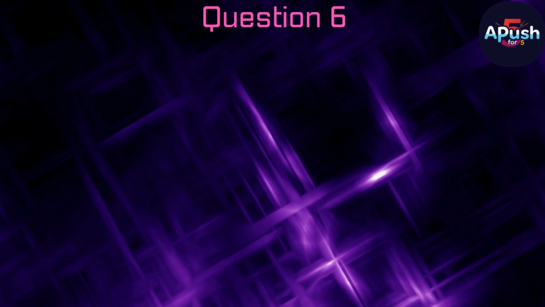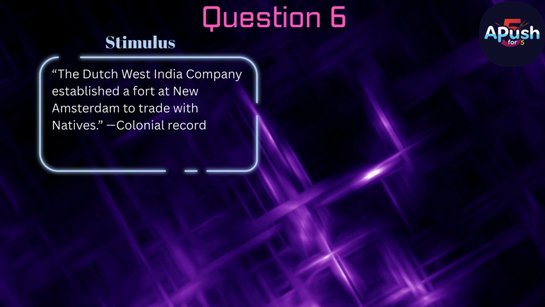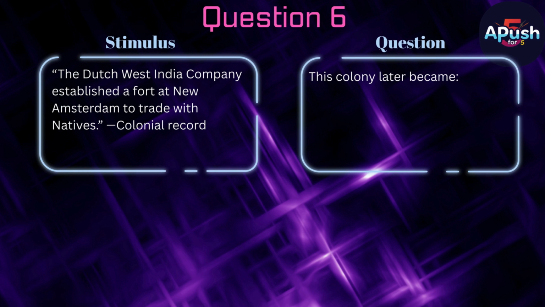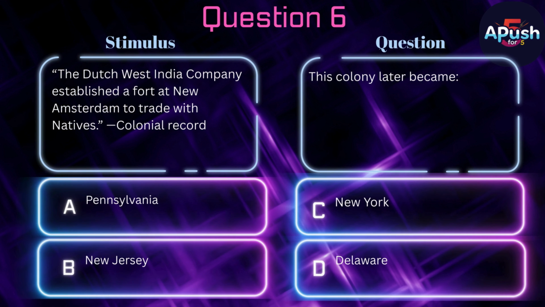Question 6. Stimulus. The Dutch West India Company established a fort at New Amsterdam to trade with natives. Colonial record. Question. This colony later became: A. Pennsylvania, B. New Jersey, C. New York, D. Delaware.